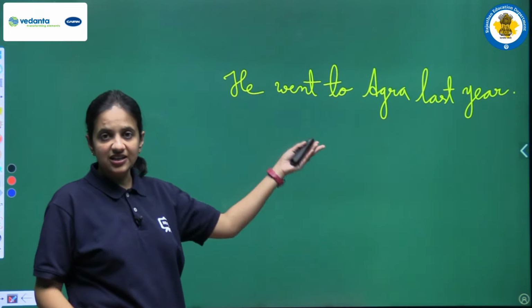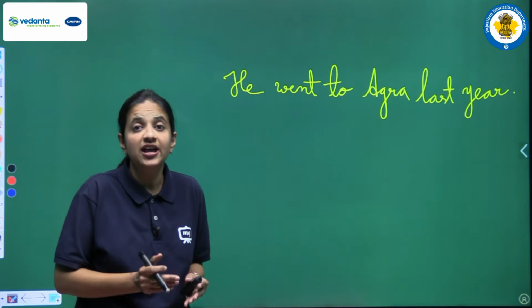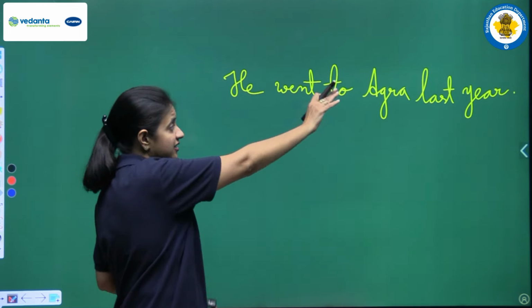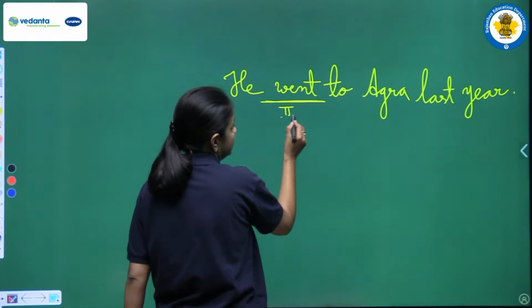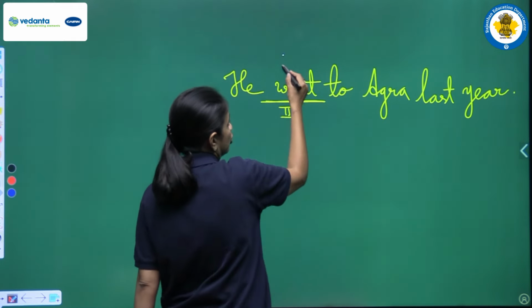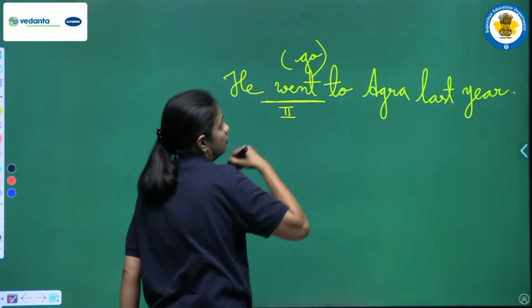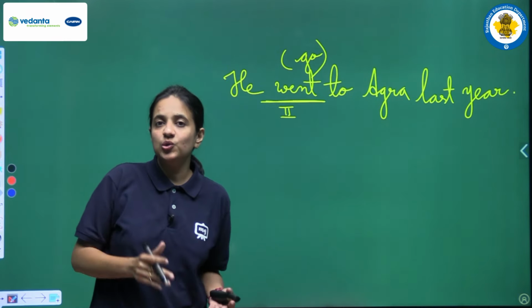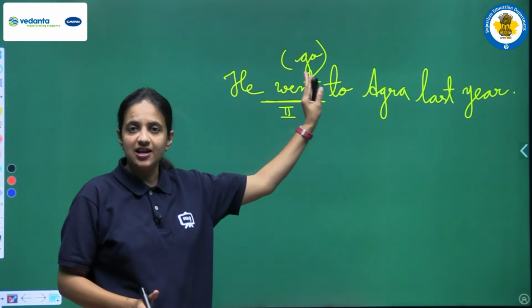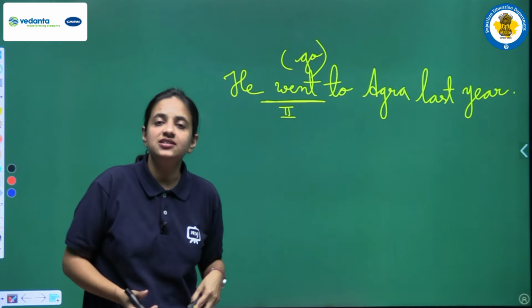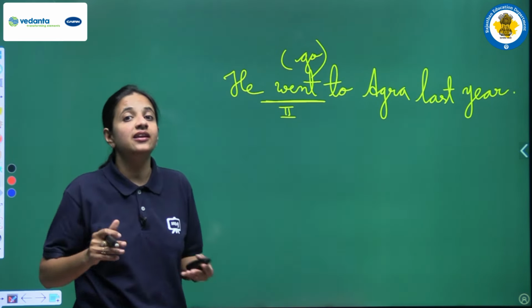This is a sentence of past simple tense, and we all know it's a positive sentence. In a positive sentence we are not having did. Did is hidden in this sentence, and this is the reason we are using went, that is the second form of go. So our sentence is: he went to Agra last year. Clear? Now just convert this sentence into a negative one.